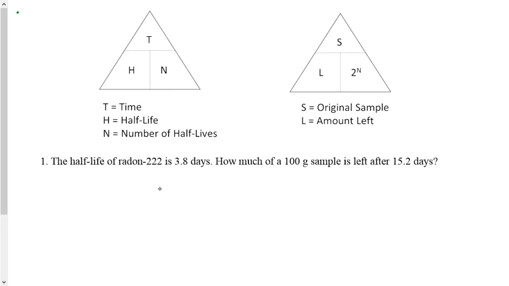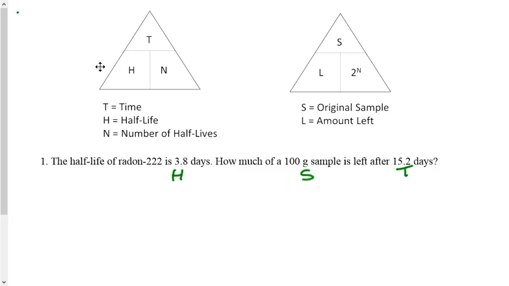The half-life of radon-222 is 3.8 days. Okay, so let's pause. That's telling me H. So I'm going to label that as H right here so I can keep good track of it. How much of a 100 gram sample, okay, now that's my S, that's the original sample that we have, is left after 15.2 days? Well, this is my T, an amount of time that has gone by. So now I've labeled my variables.